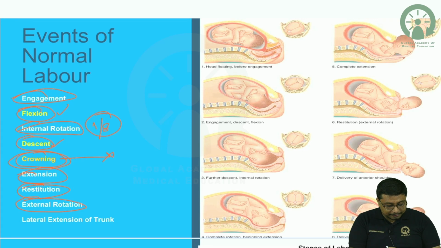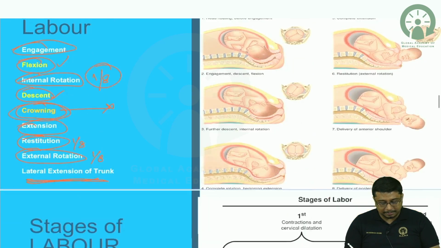After that 1/8 restitution, the shoulders are touching the levator ani. So the shoulders will undergo internal rotation, and that will be seen as external rotation of the head by 1/8. And after that, the shoulder will deliver by lateral extension, and the body will deliver by lateral extension.